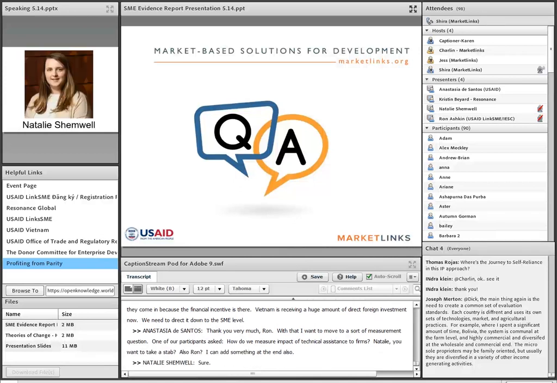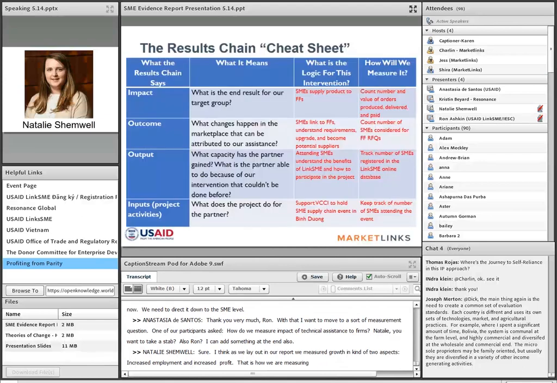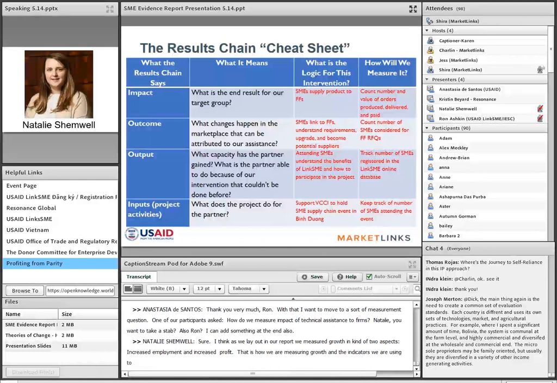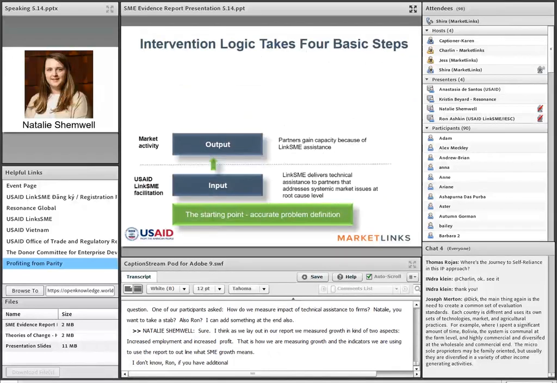Sure. As we lay it out in our report, we measured growth in two aspects, increased employment and increase in profit. So that's how we are measuring growth and the indicators that we are using within the report to outline what SME growth means. I don't know, Ron, if you have additional indicators that you measure or collect on the SME project.